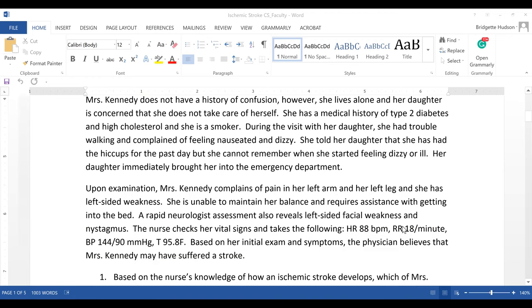So now we examine Miss Kennedy. She's now complaining of pain in her left arm and her left leg, and she has left-sided weakness. Okay, so tell me, based on that, where's the deficit? Where is her injury?